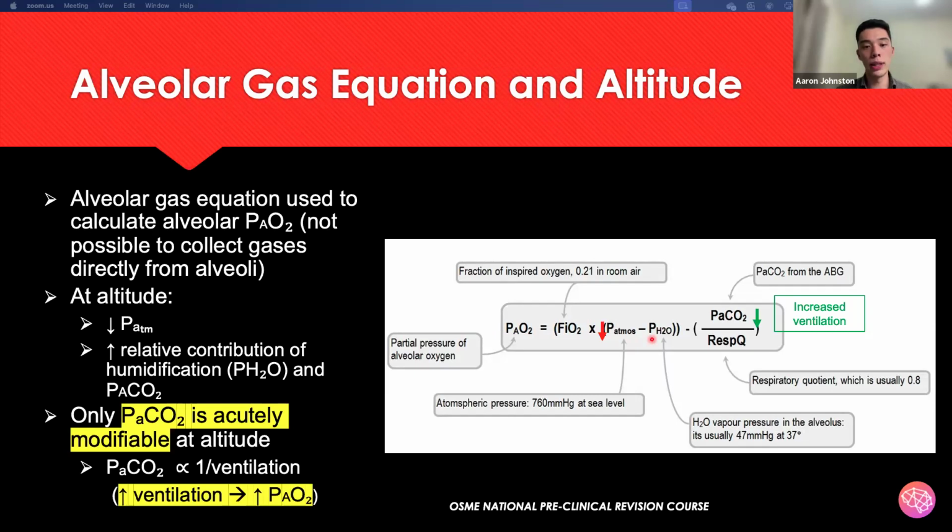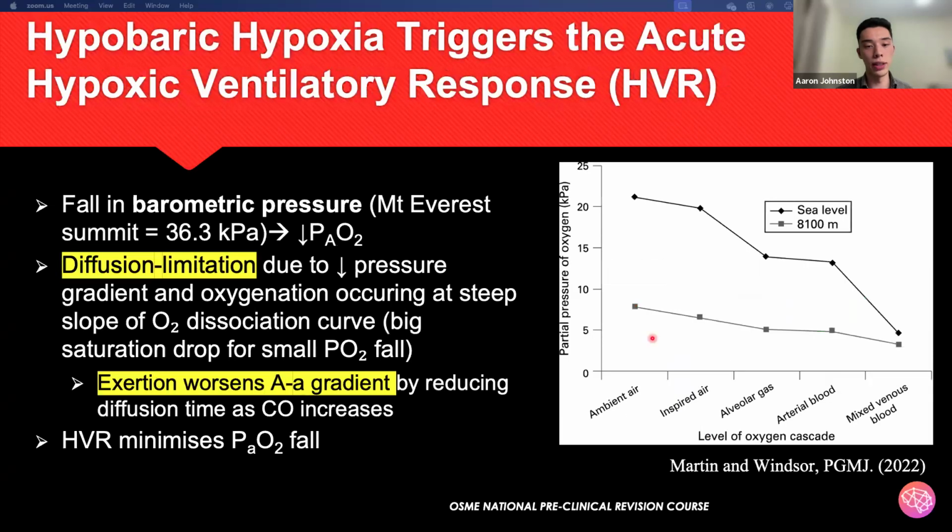What we can do is we can drop the arterial partial pressure of CO2. The way we do this is we increase our ventilation. And just a reminder that the arterial partial pressure of CO2 is inversely proportional to ventilation. So if we increase ventilation, we can boost our alveolar oxygen content.